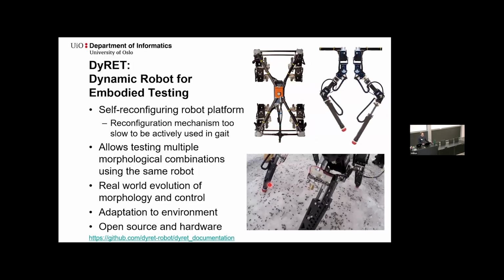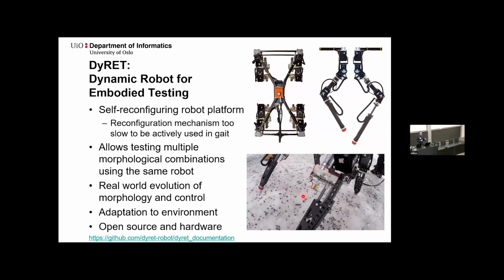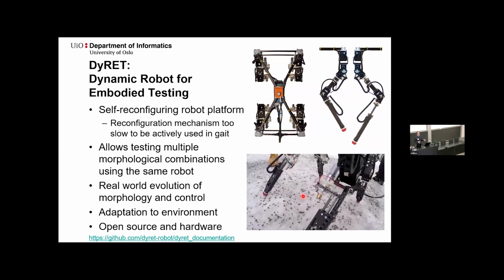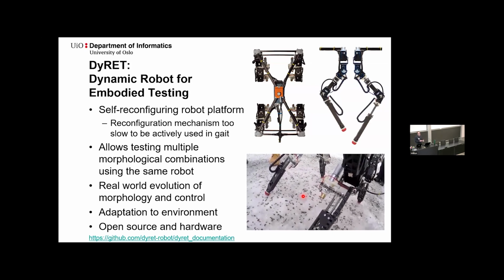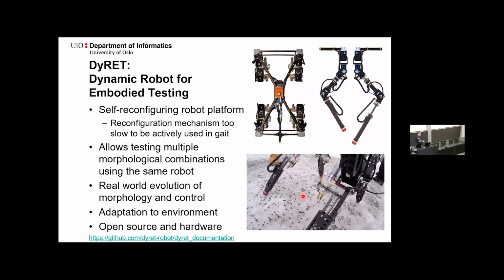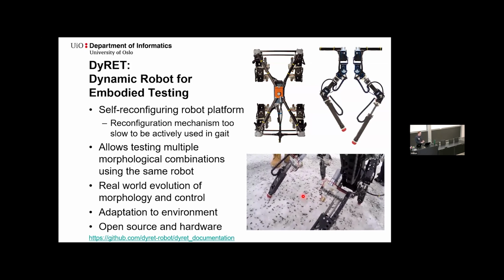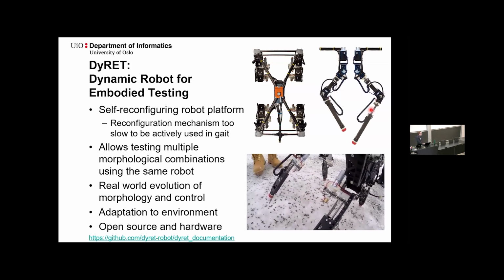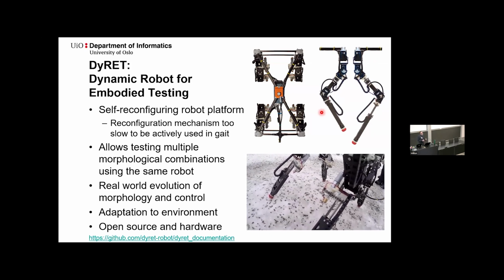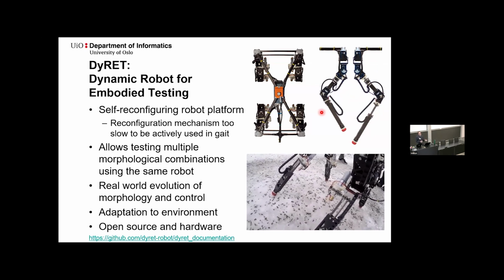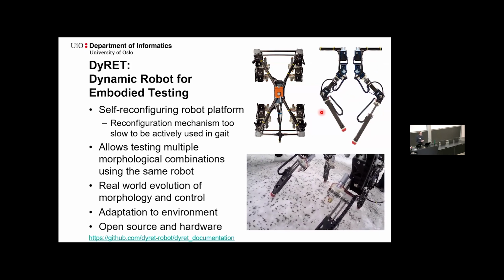So basically, we can have one physical robot platform, but it can reconfigure to several different morphology instances. It's quite limited how it can reconfigure, but it can change the length of the legs on the lower part of the leg and of the upper part of the leg. So that's a way to be able to actually do full evolution in hardware.